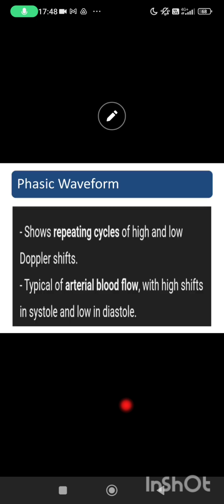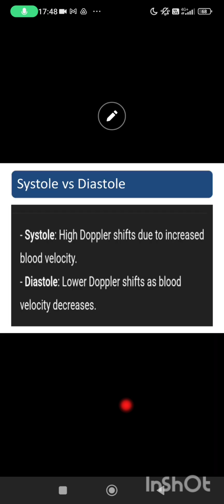Now what about the phasic waveform, Dr. Awadia? It shows repeating cycles of high and low Doppler shift, typical of arterial blood flow with high shift in systole and low in diastole, mainly arteries. Okay, very good. So higher Doppler shifts are seen in systole, lower Doppler shifts are seen in diastole.